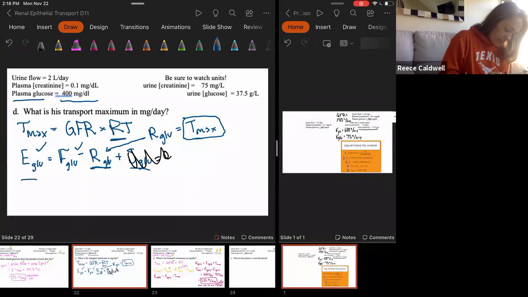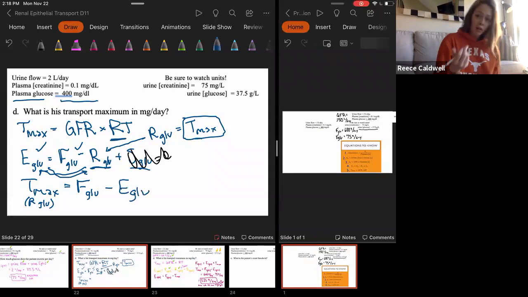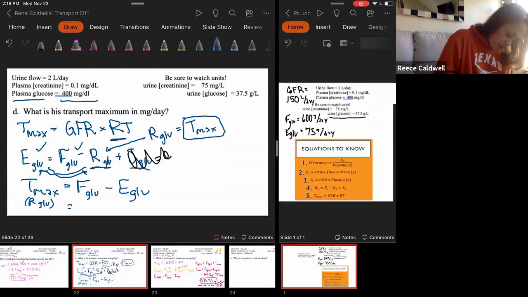Again, we're looking for Tmax. If we manipulate this equation, Tmax, which we know is reabsorption of glucose, is equal to the filtration of glucose minus the excretion of glucose. Just moving the variables around leaves us with the filtration of glucose, which we solved for over here as 600 grams per day, minus the excretion of glucose, which is 75 grams per day.